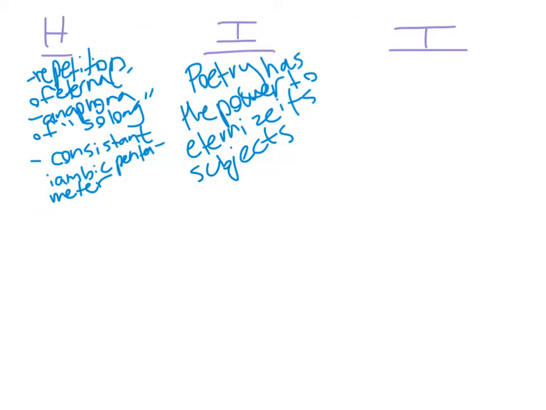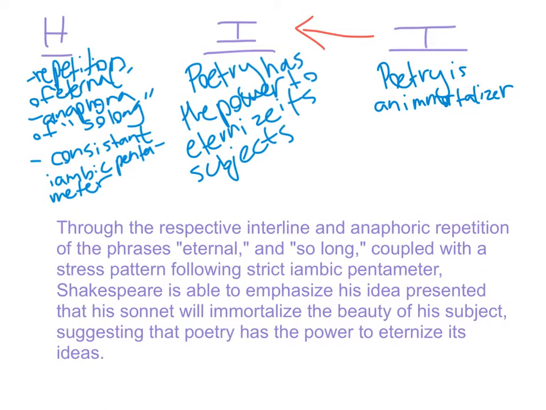Next we move on to the theme, which is often closely tied to the insight. I'd say the theme is that poetry is an immortalizer. And here we have our final thesis statement, which we can prove through evidence we found in the sonnet. It reads: through the respective interline and anaphoric repetition of the phrases eternal and so long, coupled with a stress pattern following strict iambic pentameter, Shakespeare is able to emphasize his idea presented that his sonnet will immortalize the beauty of his subject, suggesting that poetry has the power to eternize its ideas.